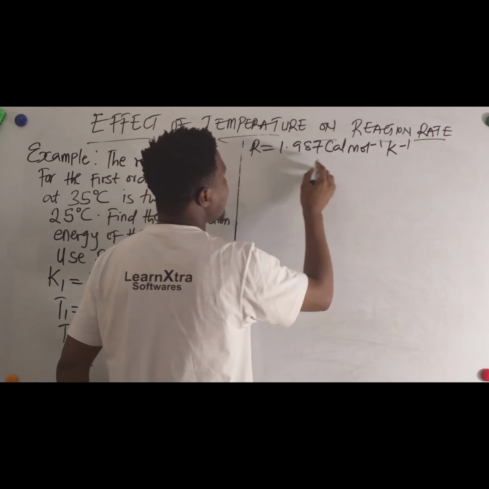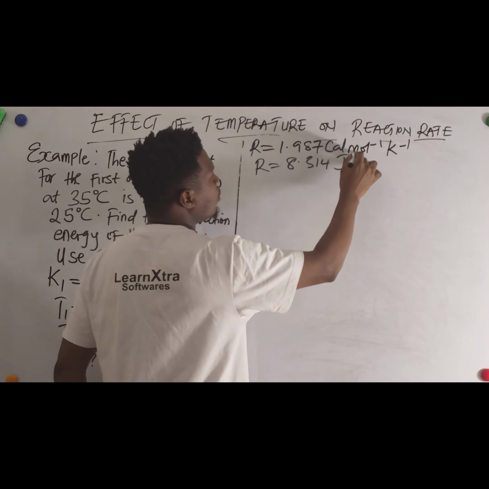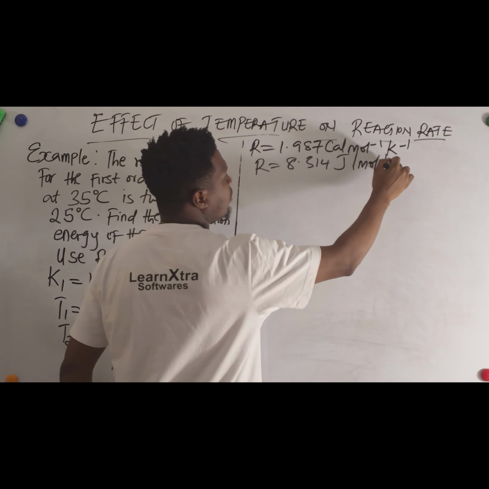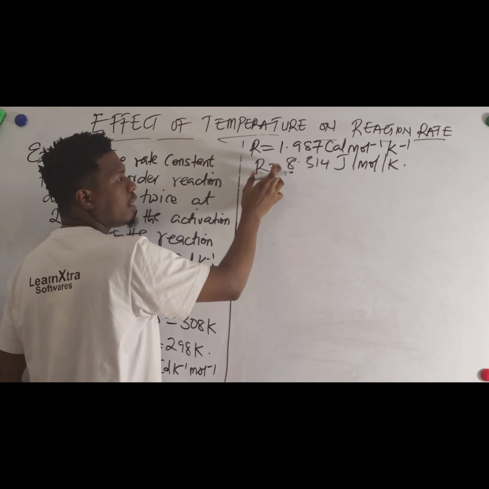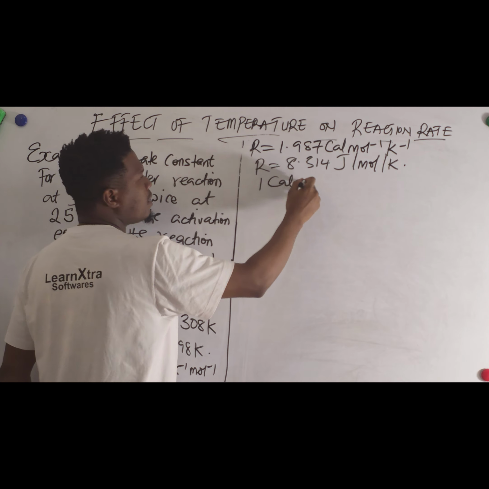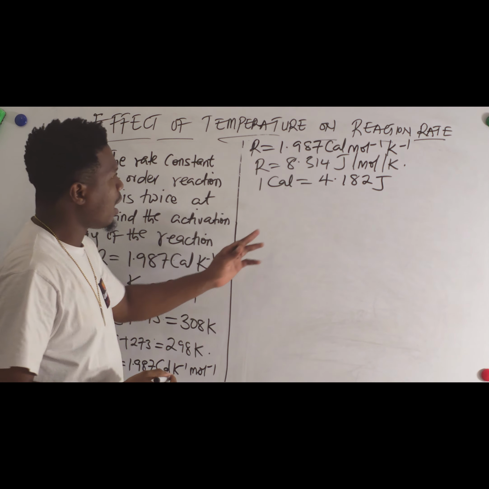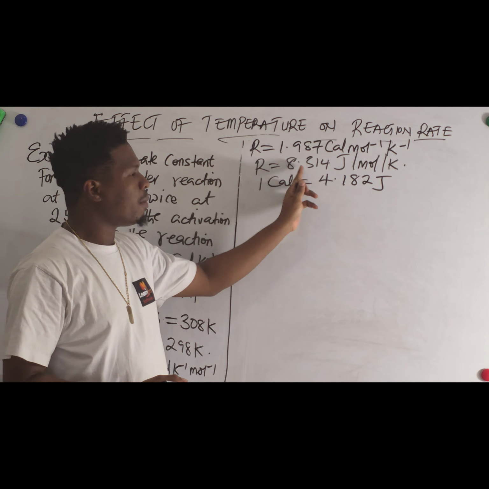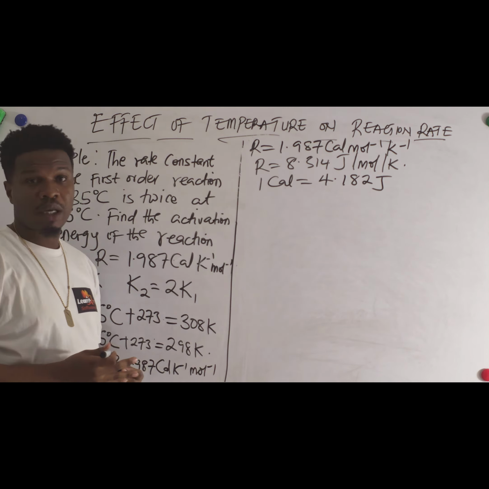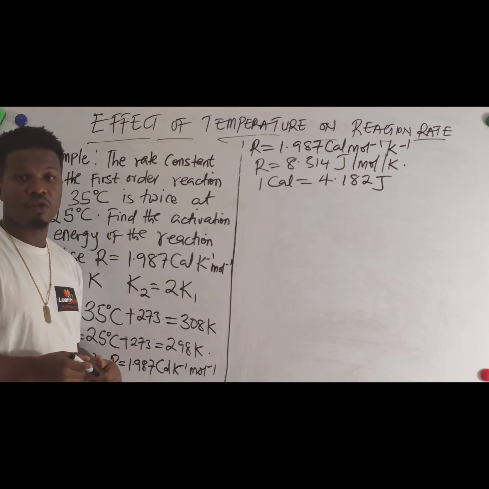It's the same thing as saying R is 8.314 joule per mole per Kelvin. If you convert calorie to joules, you will get this. 1 calorie is equal to 4.182 joules. So you can convert calorie to joules by multiplying by that constant, 4.182. So to solve the question, we are going to invoke the Arrhenius equation.